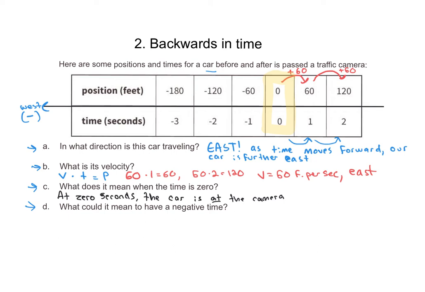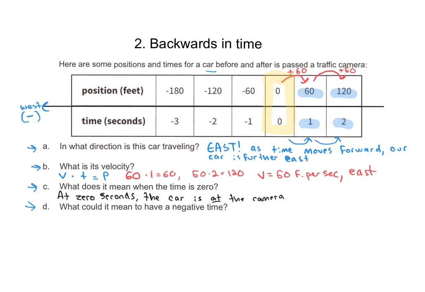Well, if positive time, so again, I'm going to highlight all of my positive time. There's positive 1, positive 2. We are heading east, which means in the future, this car will be in the east. Well, let's talk about before that car passed the camera.